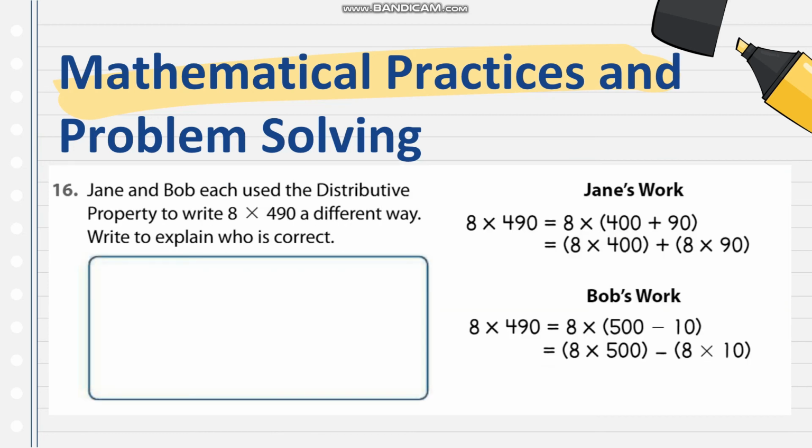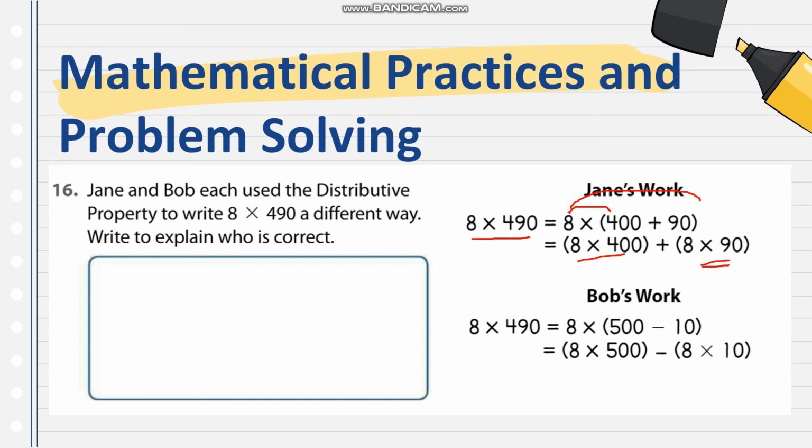Number 16. Jane and Bob each use the distributive property to write 8 multiplied by 490 a different way. Write to explain who is correct. As you can see for Jane's work, 8 multiplied by 490 is 8 multiplied by 400 plus 90. Then 8 multiplied by 400, then 8 multiplied by 90.